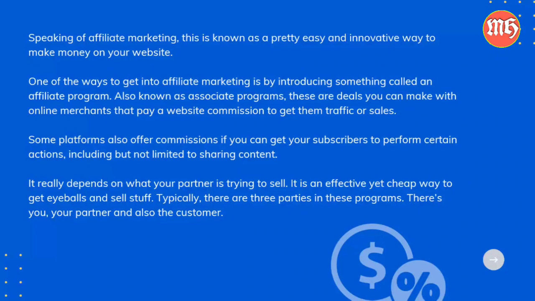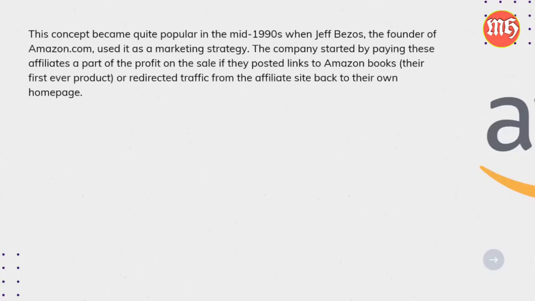Typically, there are three parties in these programs. There's you, your partner, and also the customer. This concept became quite popular in the mid-1990s when Jeff Bezos, the founder of Amazon.com, used it as a marketing strategy. The company started by paying these affiliates a part of the profit on the sale if they posted links to Amazon Books, their first ever product, or redirected traffic from the affiliate site back to their own homepage.